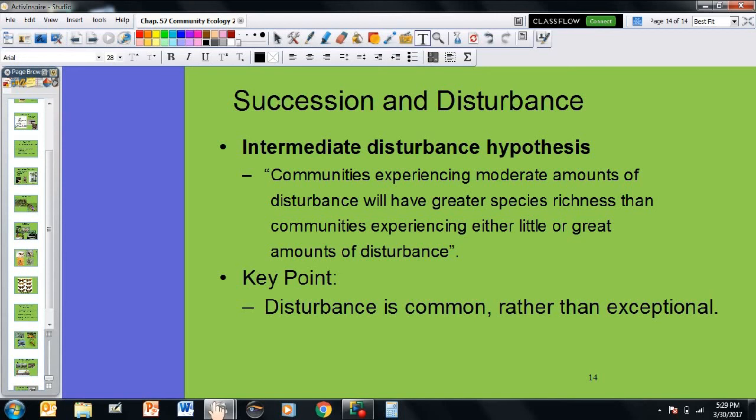The more plant species you have, the more animal species you have. The more species overall that you have that can interact with each other and with the environment, the stronger the community is. So the key point, as I have on the screen, is that disturbance is a common event rather than an exceptional event, and it is a beneficial event rather than a harmful one. And this is the end of the community ecology chapter.